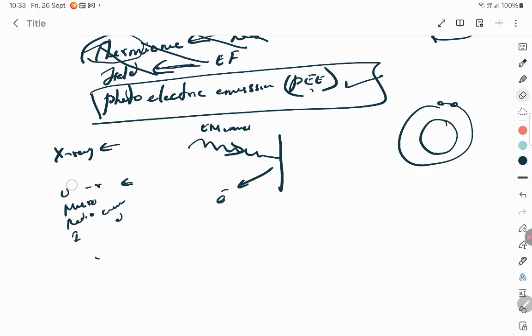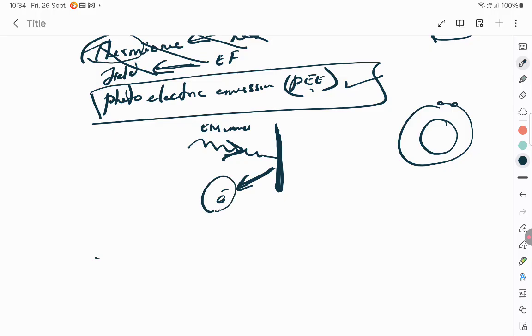So one of these electromagnetic waves is chosen in such a way that it has sufficient energy. Whichever wave has sufficient energy is made to fall on a metal surface, so that the electrons will get ejected. So this phenomenon is known as photoelectric emission, and the electrons that are ejected are known as photoelectrons.